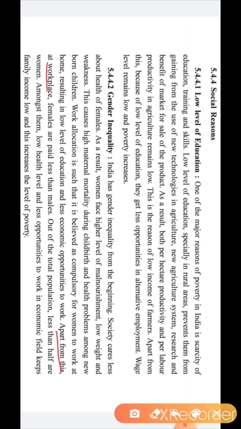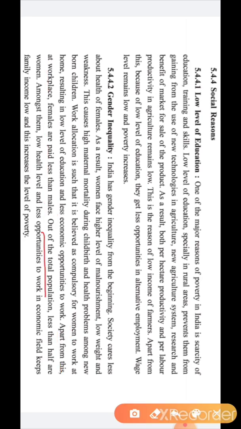Apart from this, at the workplace, females are paid less than males. This is a very important thing. In our country, the Equal Remuneration Act is there, and according to the act, male and female who do the same work at the same time at the same place should get equal payment. But in our country males get more wage, more salary, compared to females for the same work, and this is inequality.